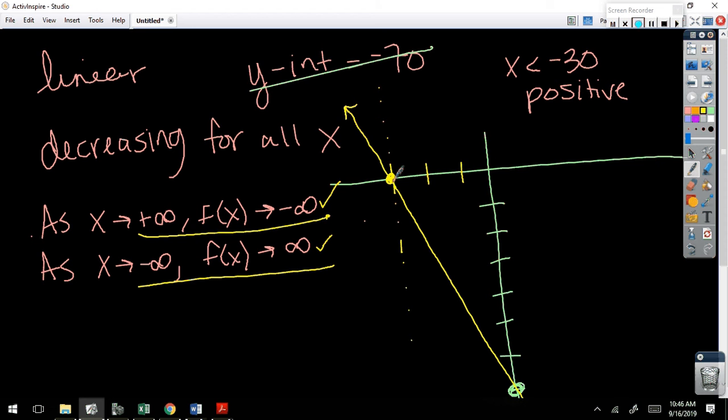What do we do if it's not linear? We're going to get to something like that. Let's try another one. Let's up the ante a little bit.